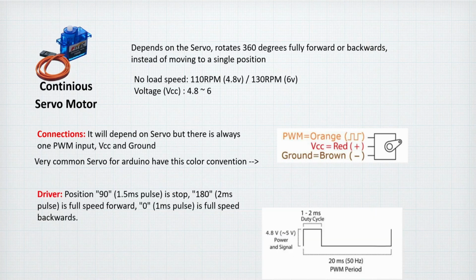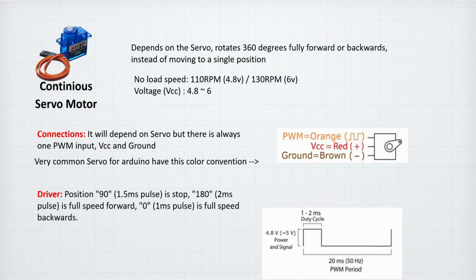But for driving the position, it's also the same. But here there's an important thing. When you put it at 1.5 millisecond, the continuous servo motor will stop. Less than 1.5, it will run at a speed forward, and more than that, it will go backward at a different speed. So it's a clockwise or counterclockwise direction.